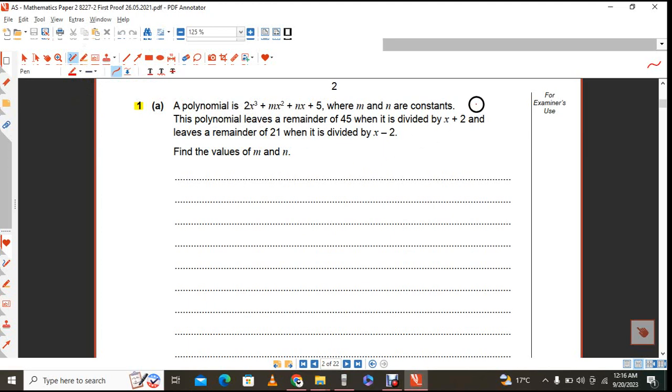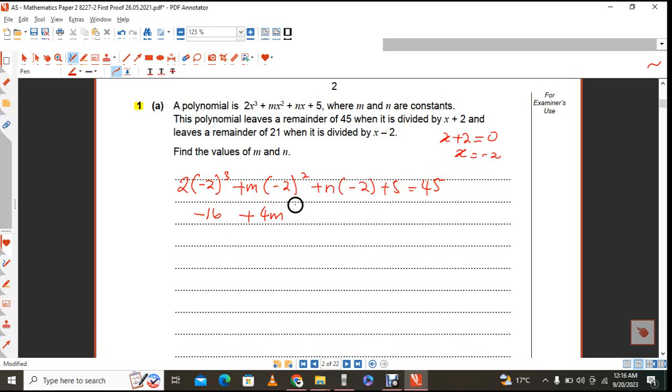So that means x plus 2 equals 0, x equals negative 2. So once you have a negative 2 into the polynomial, everywhere I have an x, I replace it with negative 2. That leaves a remainder of 45. So we can go ahead and clean this up. So this is negative 16 over here, plus 4m, because that is positive, minus 2n plus 5 is equal to 45.